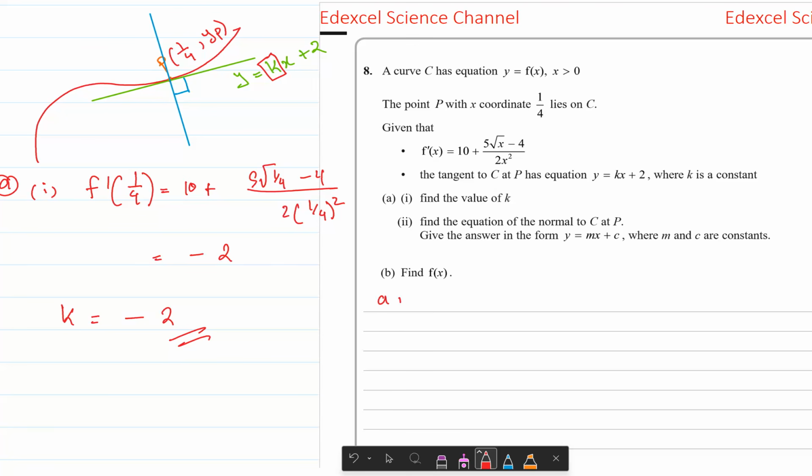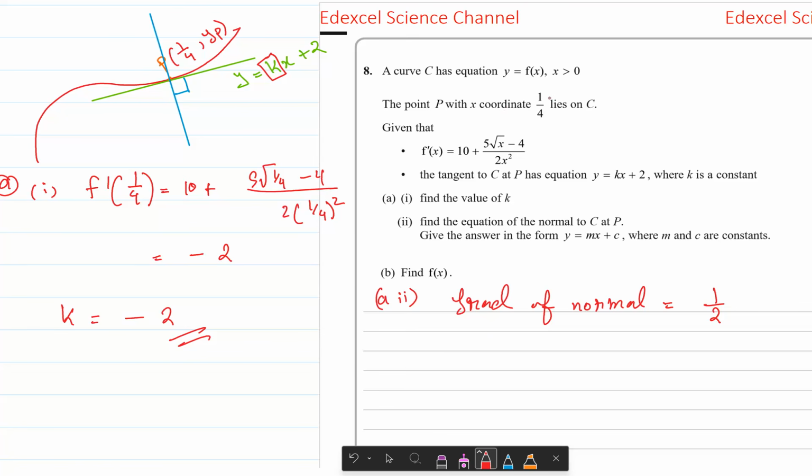So for part 2, I can say that the gradient of the normal must be the negative reciprocal of the gradient of the tangent. Since the gradient of the tangent is -2, I can say that the gradient of the normal must be a half. Negative, and then you reciprocal it.